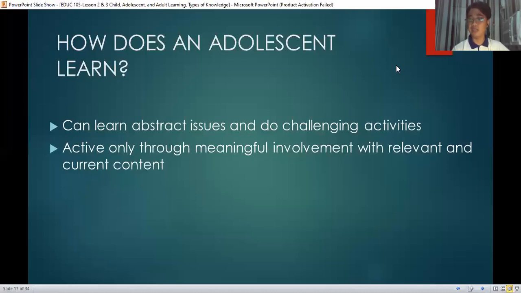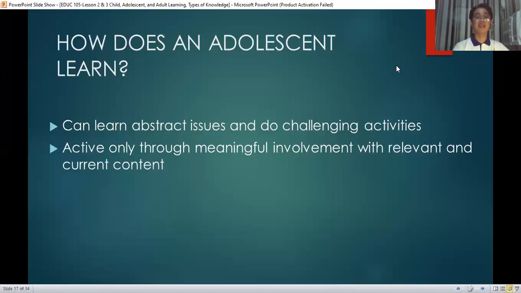Okay? But pag nainip na sila, tama na. Hindi na ako makikinig. Okay? So whatever you do inside the classroom when you are in a class of adolescent learners or the young learners, do make sure that your activities are challenging.